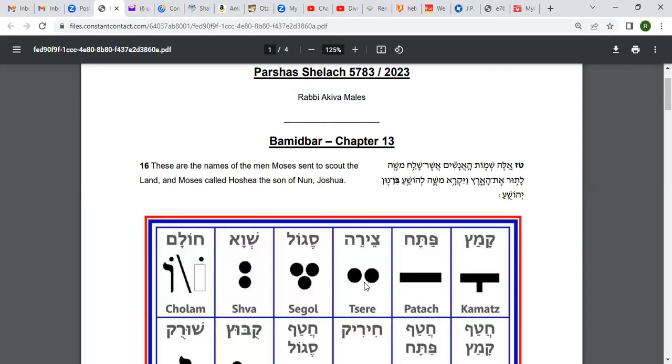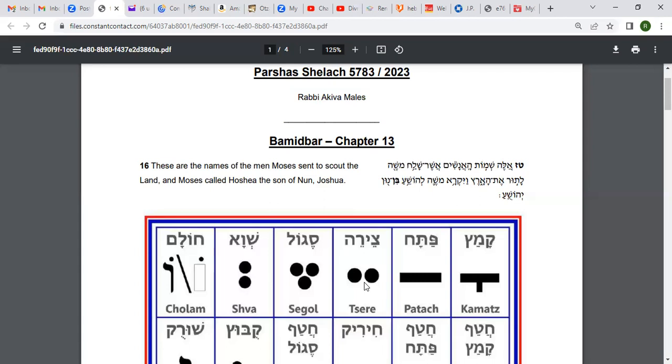So this is when it's giving the account of who all the 12 people were, the scouts. Eleh shemot ha'anashim asher shalach Moshe latur et ha'aretz. We've just listed the names of the 12, and then the Torah tells us Moshe gave Yehoshua a new name. It says, Vayikra Moshe l'Hoshea bin Nun Yehoshua. Moshe changed Hoshea's name from Hoshea to Yehoshua.